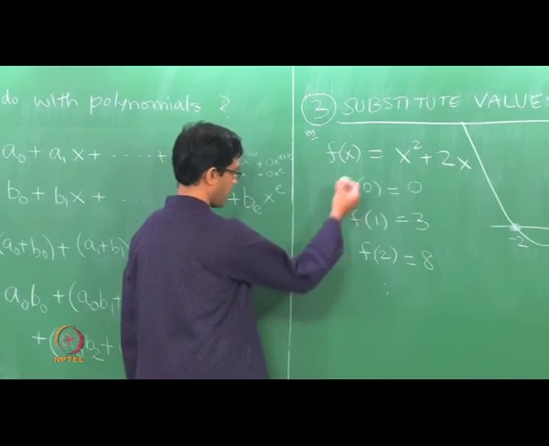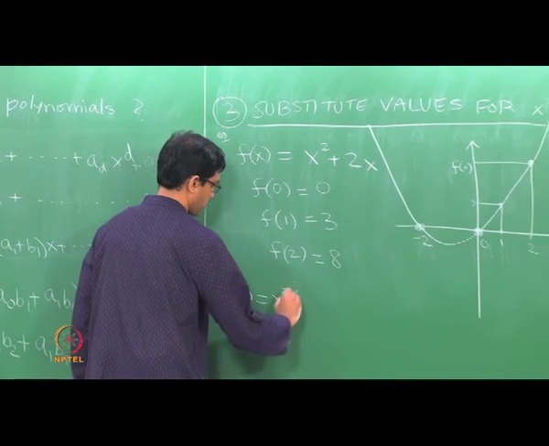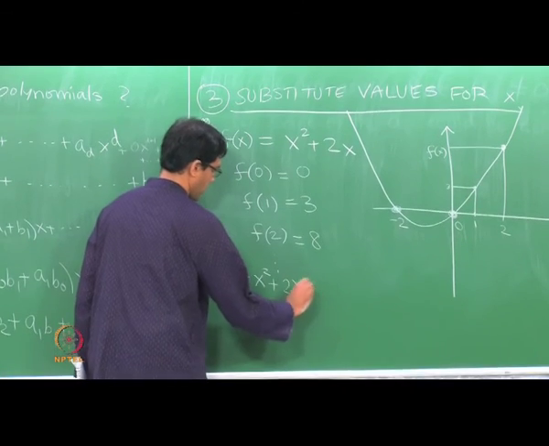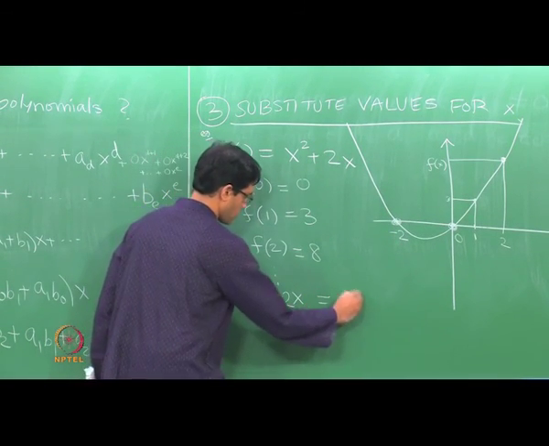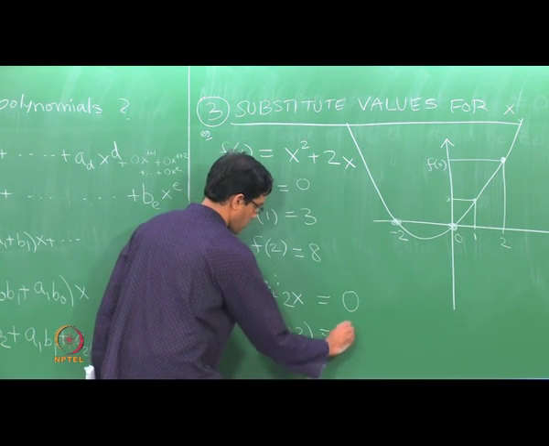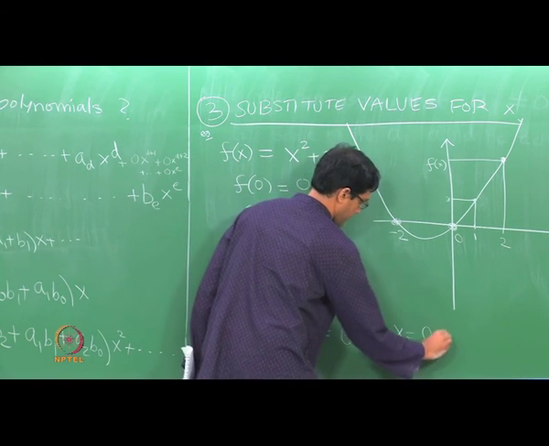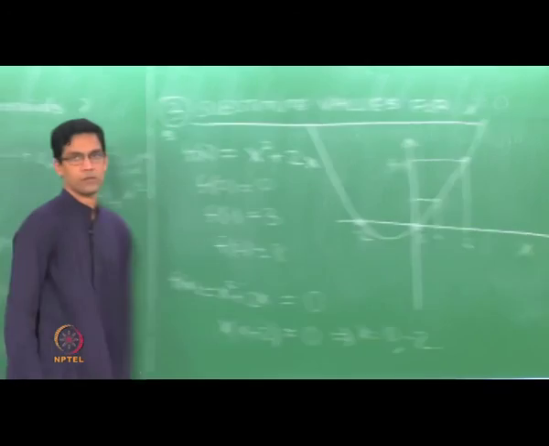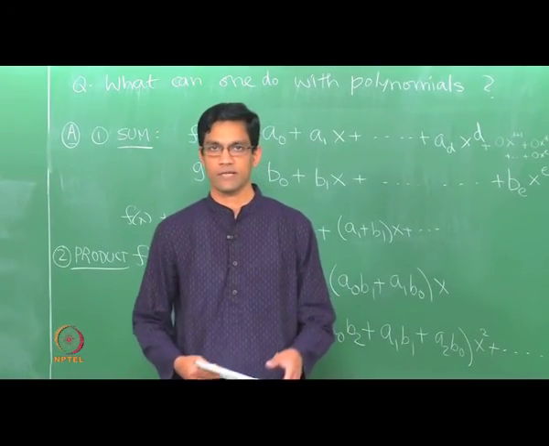To find the roots, again this is the standard procedure of solving a quadratic equation. I have x square plus 2x and I want to know what are the values of x which make this 0. So we have x times (x plus 2) is 0 and we solve this to find the two roots. I am just reviewing the various familiar facts about polynomials.